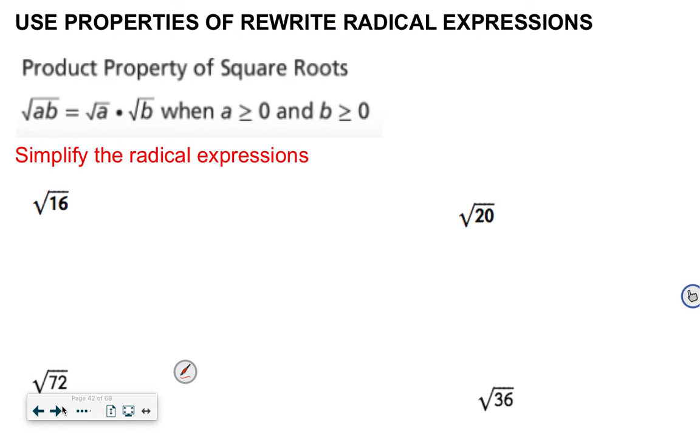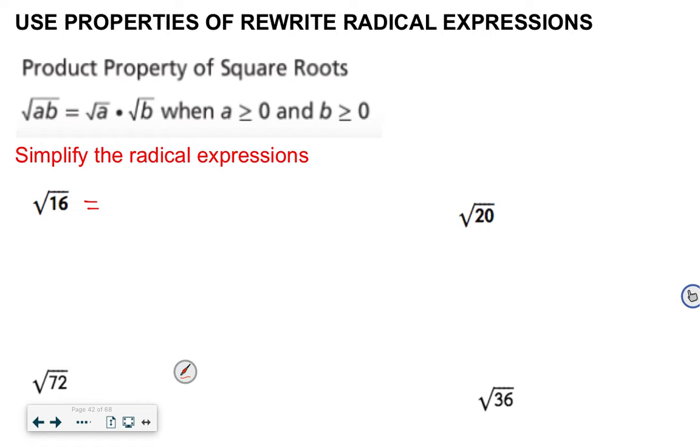Today we are going to learn how to use the properties of radical expressions to rewrite the expression. First, before starting this, I would like to give the product property of square roots. If you are taking the product of two expressions AB in the radical sign, you can write it as radical A times radical B. So how am I going to simplify this radical expression?